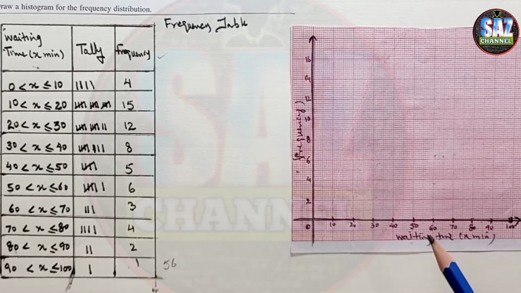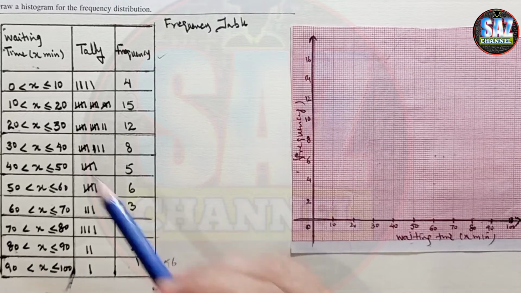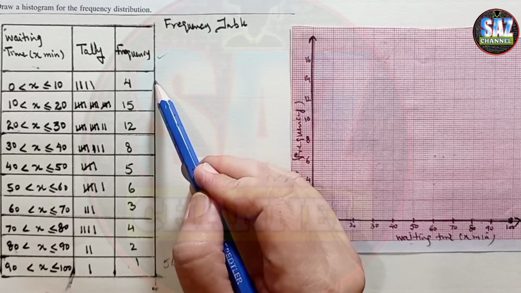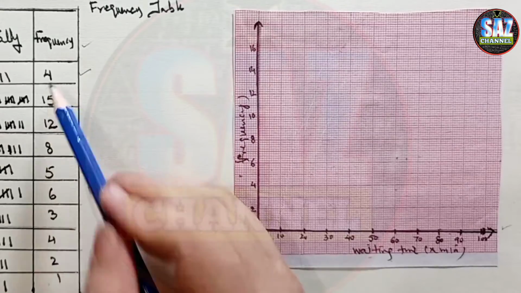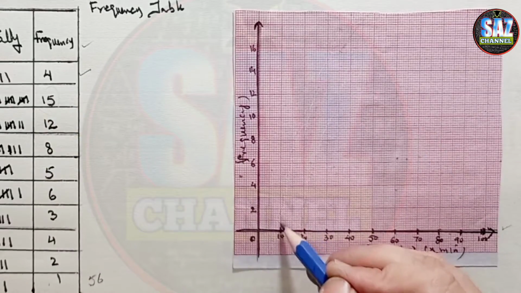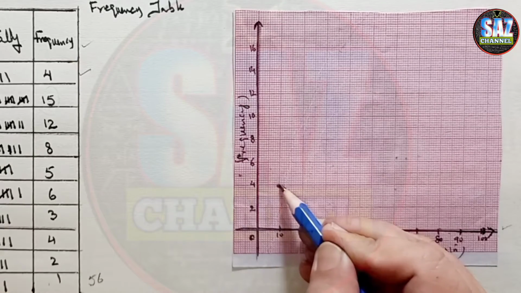Students, I hope you are clear how to adjust the scale as well. Now for the first class, 0 to 10, the frequency is 4.